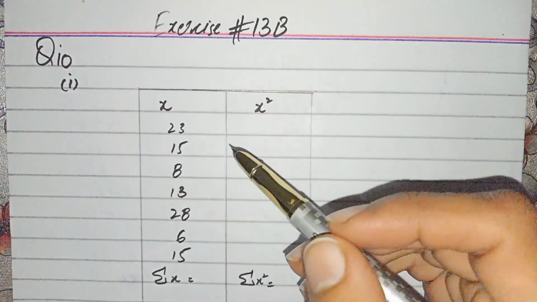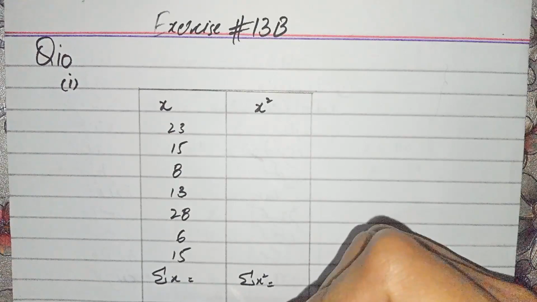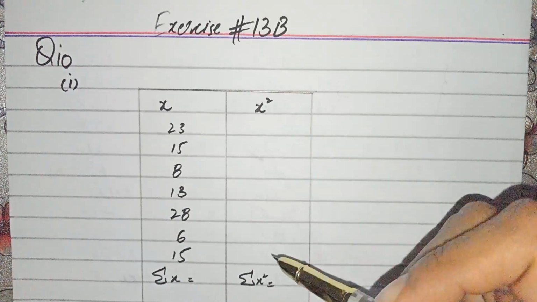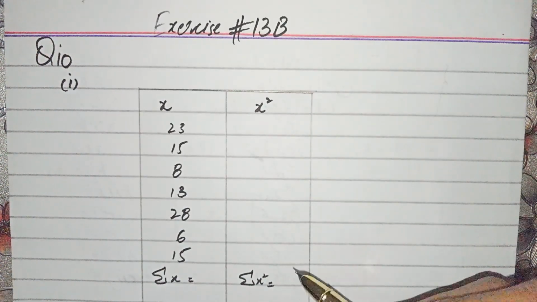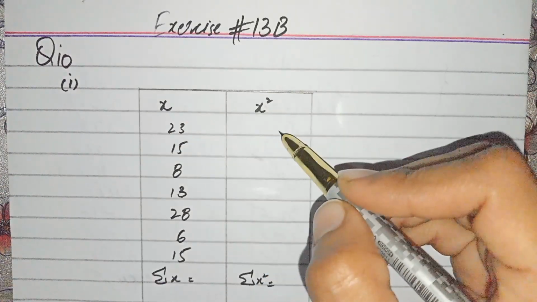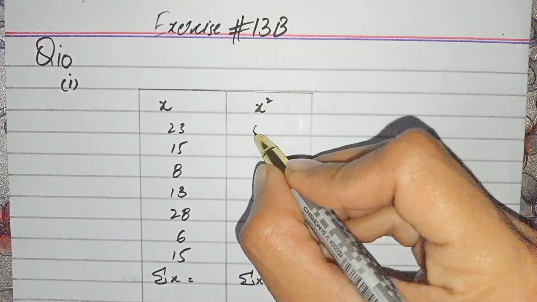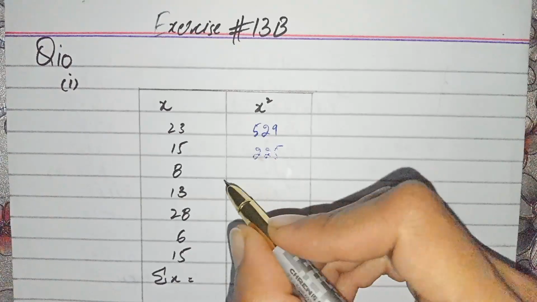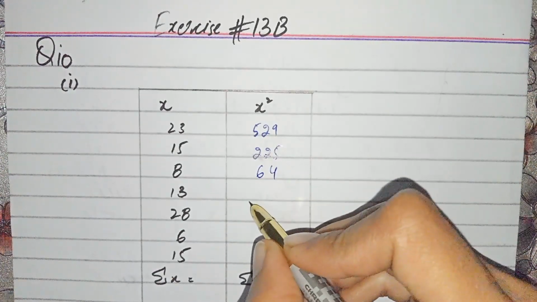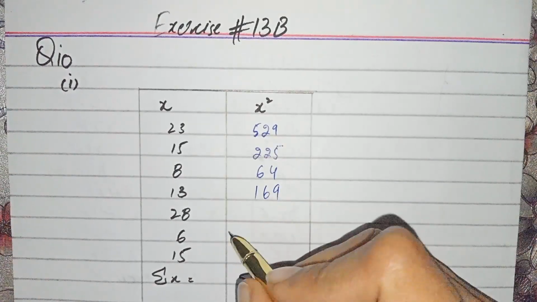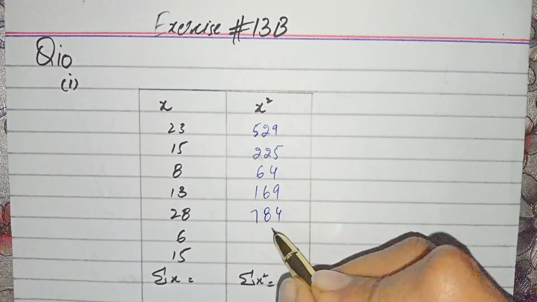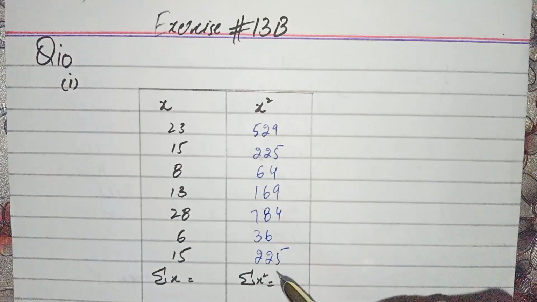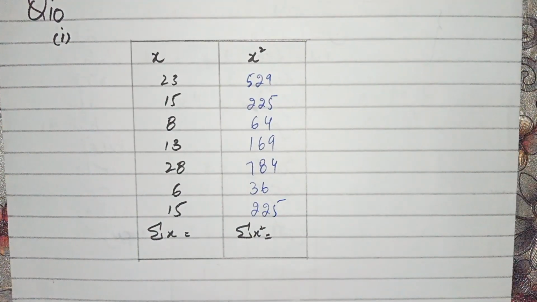Students, part number 1. In this, this data is required for us to find the mean and standard deviation. We need x square and the sum of x square. We take the square of 23, it is 529. The square of 15 is 225. Square of 8 is 64, and 13 is 169. 28 is 784, and 6 is 36. 15 is 225. Now we have to take the sum of these values.